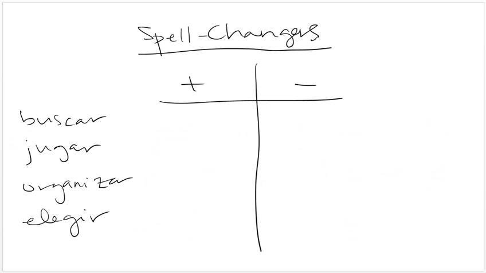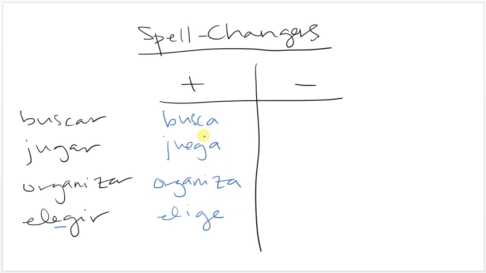Okay, pretty simple. We do have to remember some things about spell changing verbs. So for buscar, for example, remember in the positive it's just the él, ella, usted. Busca. For jugar, the él, ella, usted: juega. Organizar: organiza. Elegir, remember, elegir is to choose. This is a stem changer, so the e changes to an i in the present tense. So elige. So busca, I'm telling you, look for it. Juega, play. Organiza, organize something. Elige, choose something.